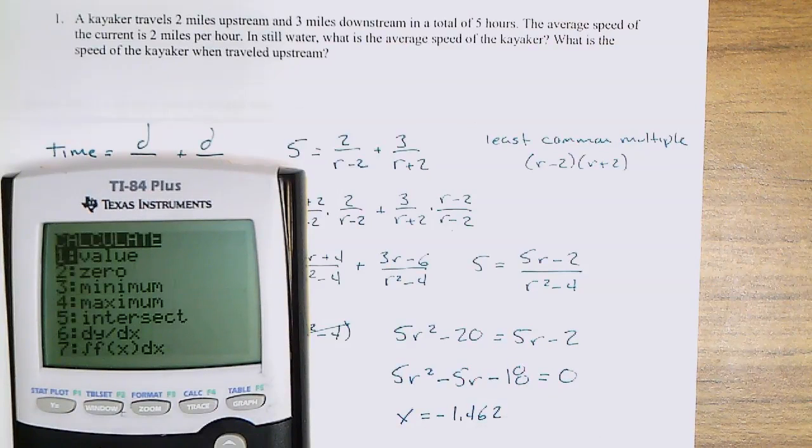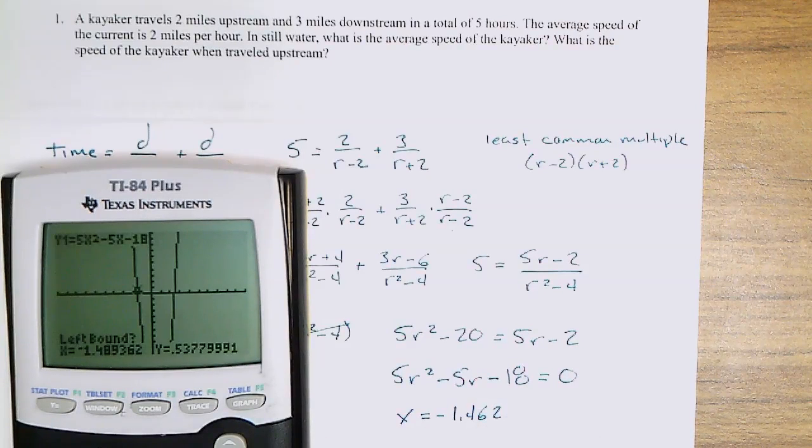So second trace, 0. This time I'll bring my cursor over until it's over here on the right side, still below for the left, enter. Come above for the right, enter, enter again to guess, and I have x equals 2.462.